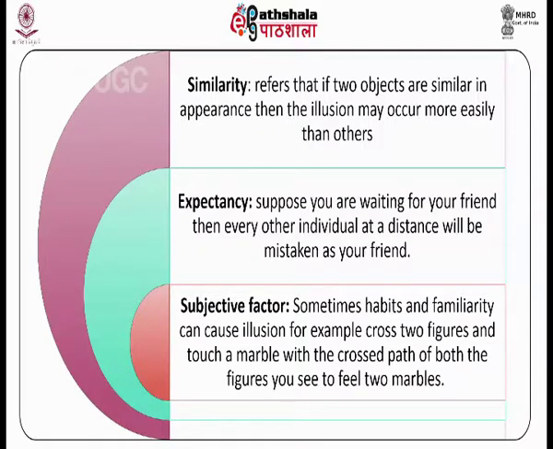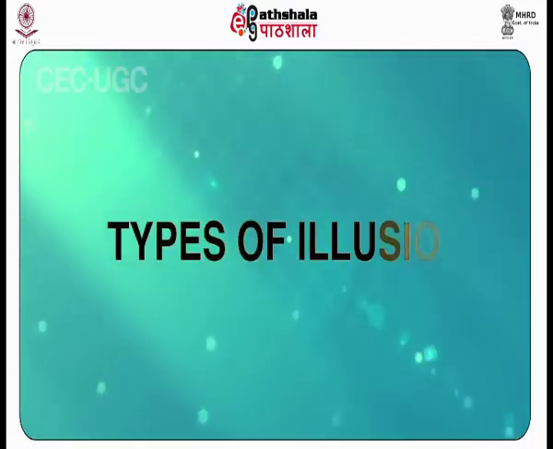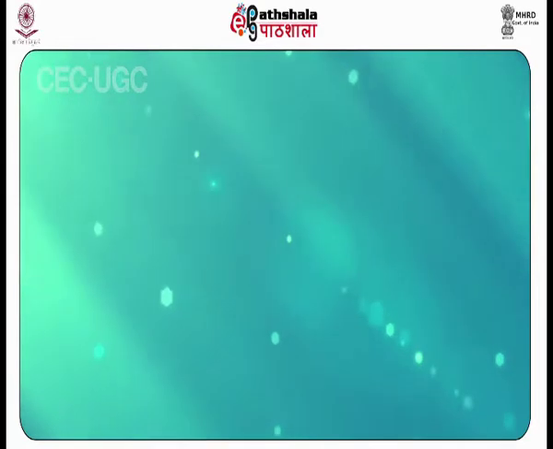The third cause of illusion would be subjective factors. Sometimes habits and familiarity can cause illusions. For example, cross two fingers and touch a marble with the crossed parts of both fingers, and you seem to feel two marbles. Now let us move on to types of illusion.